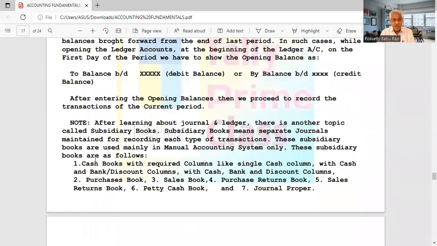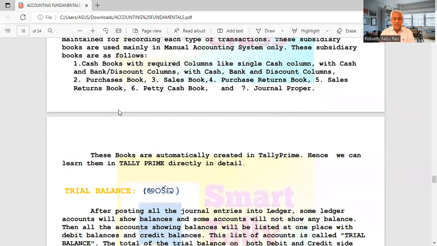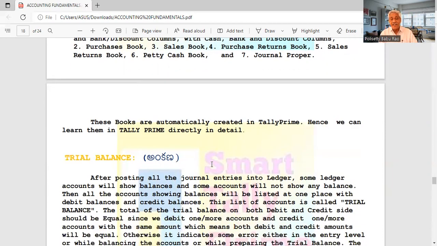So we need not learn all this now, because Tally Prime will automatically create all these: the purchase register, sales register, purchase returns register and sales returns register. But the purchase returns and sales returns registers can be maintained in Tally in two ways. You can learn that while learning Tally. So these books are automatically created in Tally, hence we can learn them directly in detail in the Tally classes.